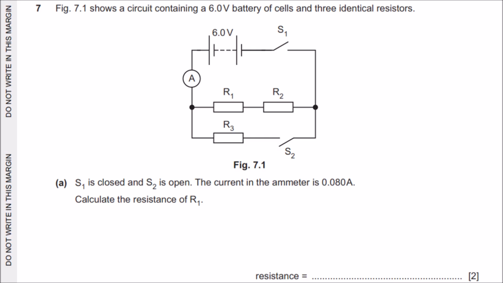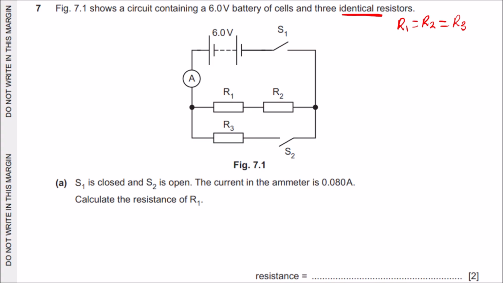Question number 7 reads, Fig 7.1 shows a circuit containing a 6.0 volt battery of cells and 3 identical resistors. It's very important to note that the resistors are identical, meaning they have the same resistance. Resistance R1 is equal to resistance R2, which is equal to resistance R3.